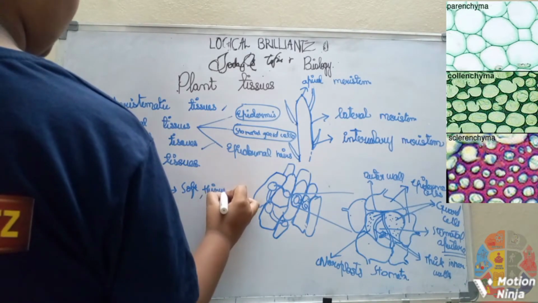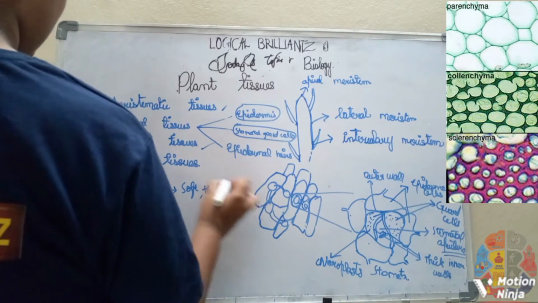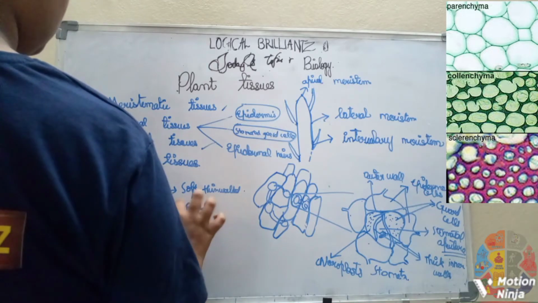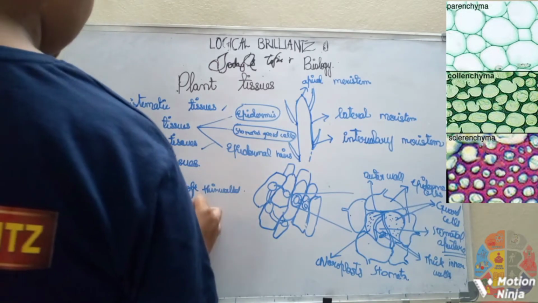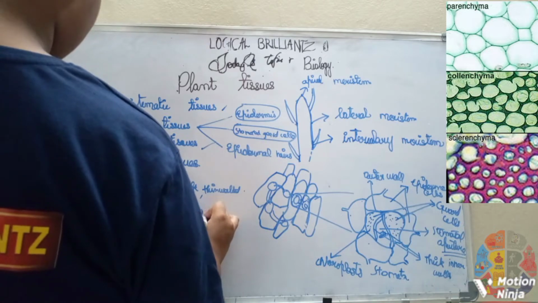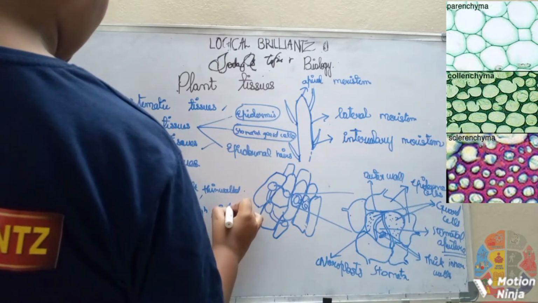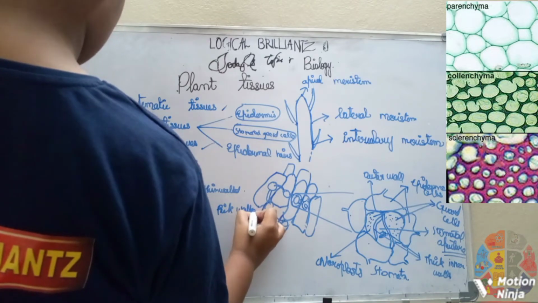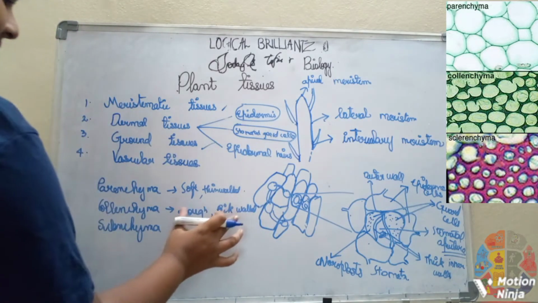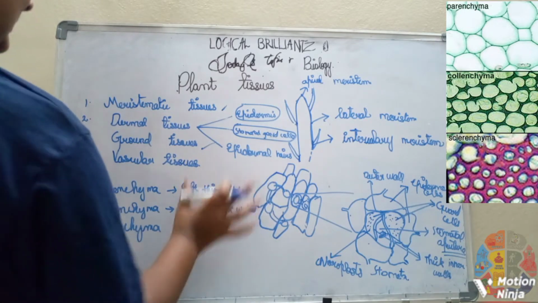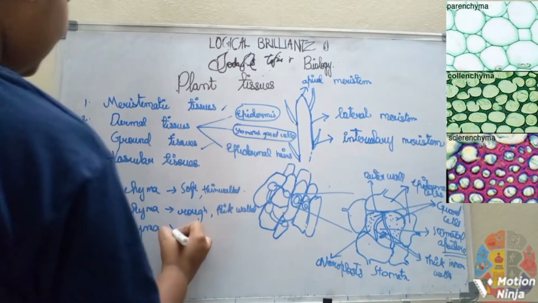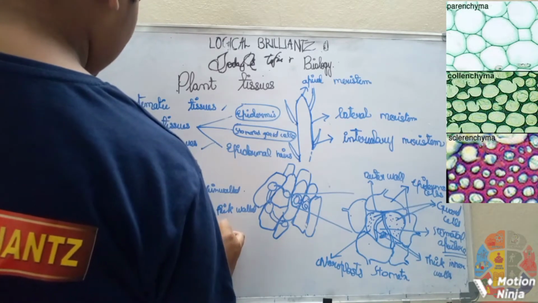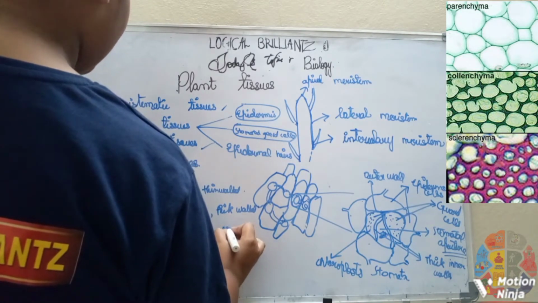Yes, thin-walled. And collenchyma are somewhat thick or rough. Yes, the cells of collenchyma are rough and thick-walled compared to parenchyma. These collenchyma cells are thicker than parenchyma, and the cells of sclerenchyma are more rough than collenchyma. Yes, thicker walled.